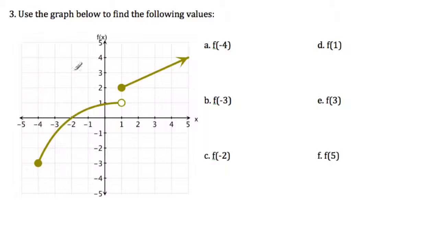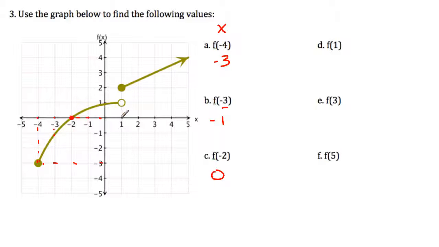Another thing we want to do in this lesson is use graphs to find values. Let's look at this. What is f of negative 4? Remember, this is x. Let's go to when x is negative 4. What is our f of x value? It is negative 3. What's f of negative 3? When x is negative 3, it's about negative 1. Do you see that? What's f of negative 2? It's about 0.